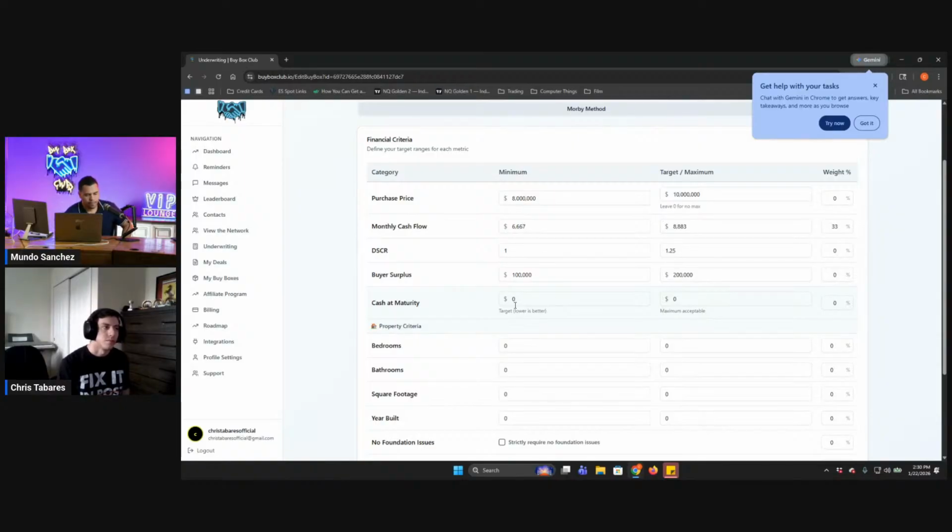Gotcha. So when I see cash at maturity, what I should think of is how much am I willing to pay at a later time after I've already acquired the deal. Correct. And something comes up for whatever reason, either a balloon payment that I'm expecting, or perhaps not. It could be something like a repair or whatever.